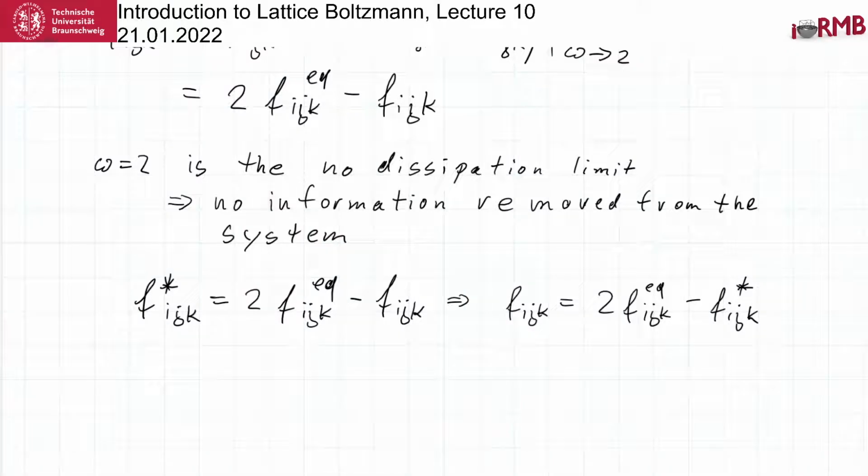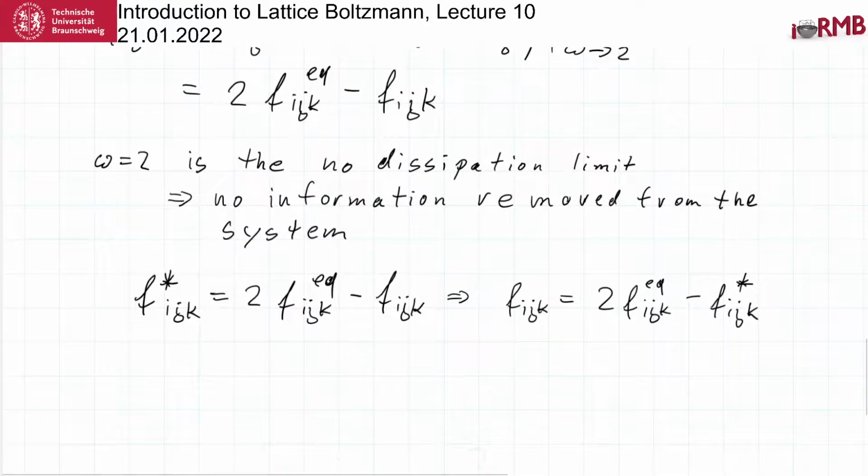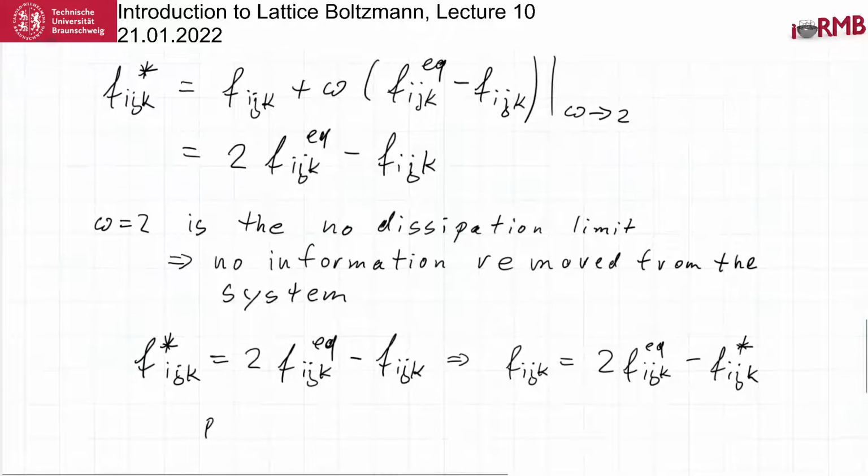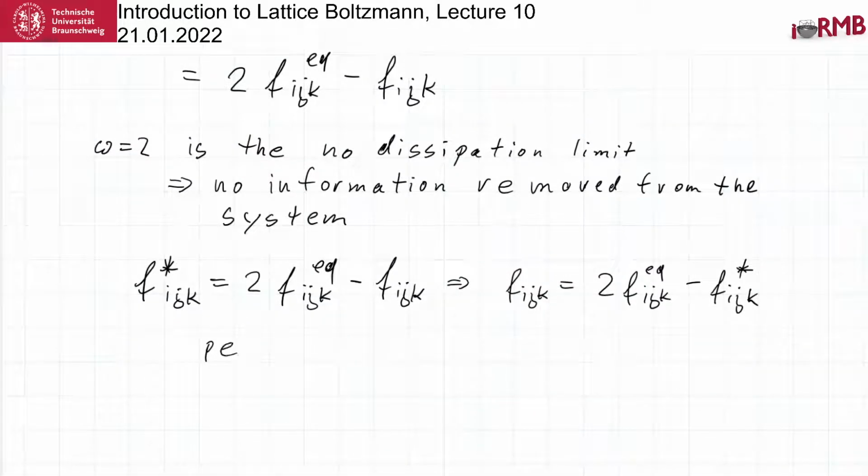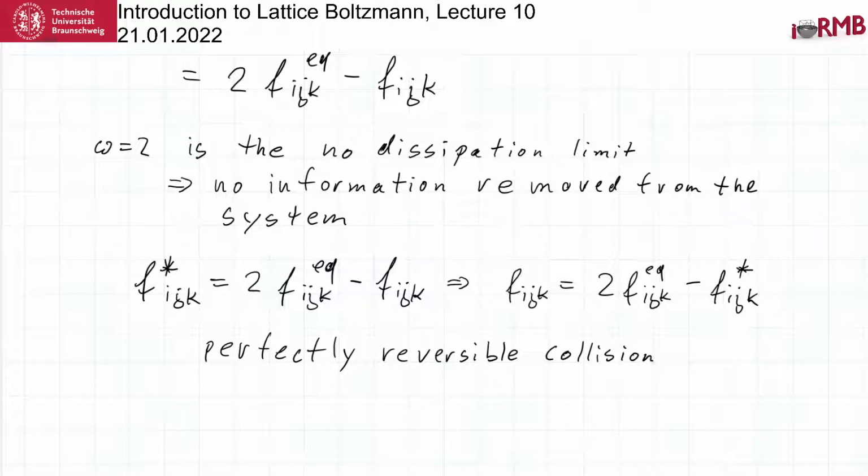the simulation has to remember its entire history, and this is usually not stable. It would be nice if it were, but it is not. So this is not possible. So let's write down here, this is a perfectly reversible collision for omega equal to 2.